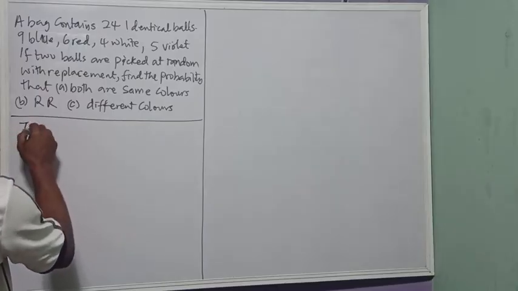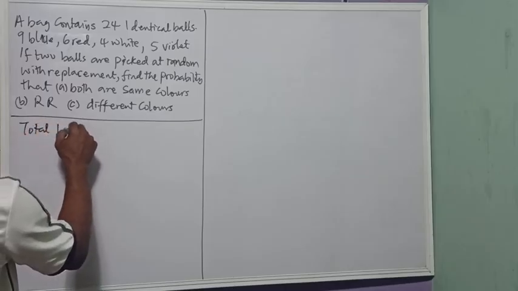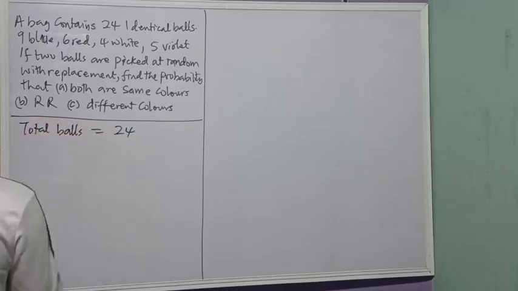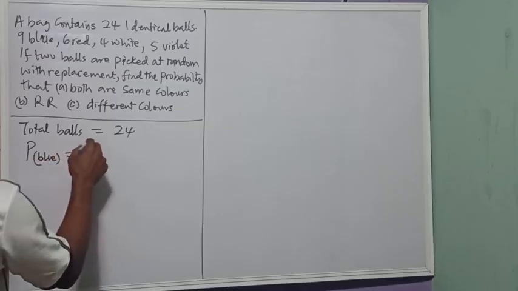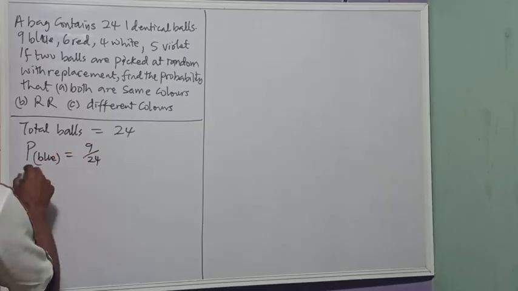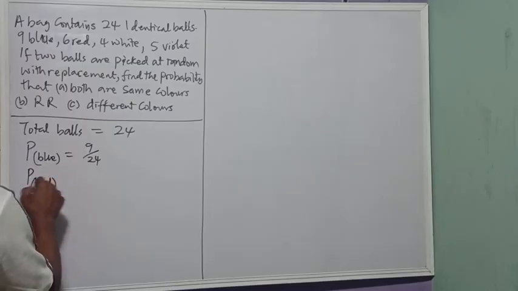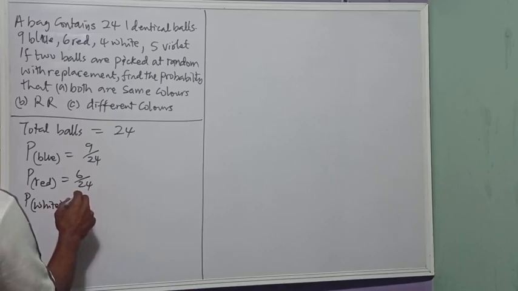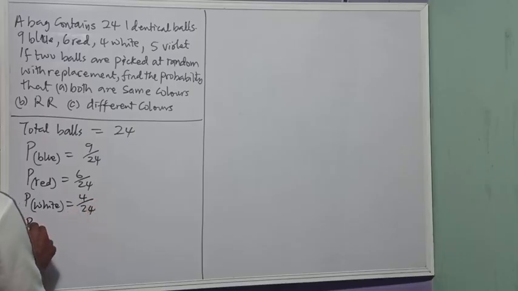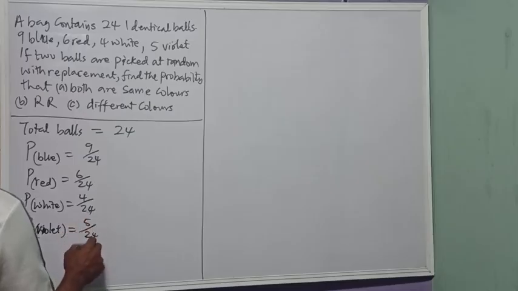Total balls will be 24. So probability of blue would be 9 over 24. Probability of red would be 6 over 24. Probability of white would be 4 over 24. And probability of violet would be 5 over 24.